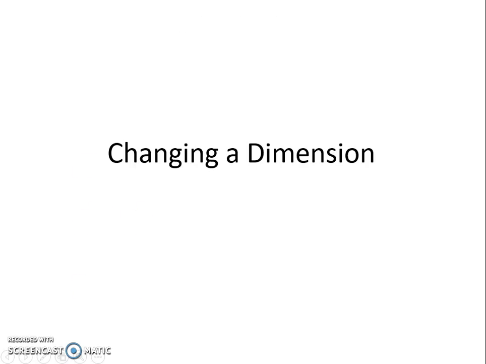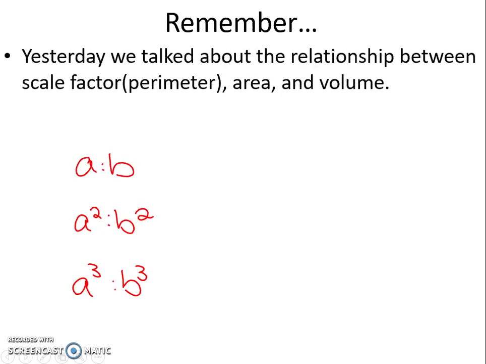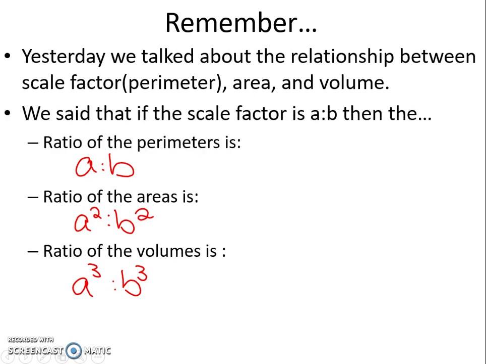Changing a dimension. Remember, we talked about the relationship between scale factor, perimeter, area, and volume. We said that if the scale factor is A to B, then the ratio of perimeter is A to B. The ratio of area is A squared to B squared. The ratio of volumes is A to the third, B to the third, because area is square units and volume is cube units.